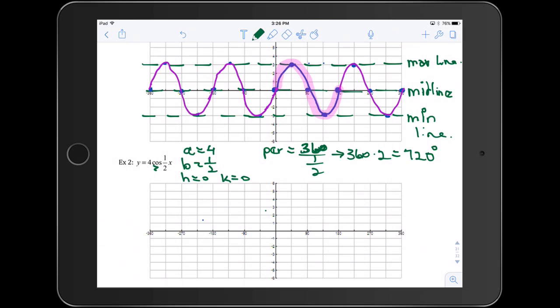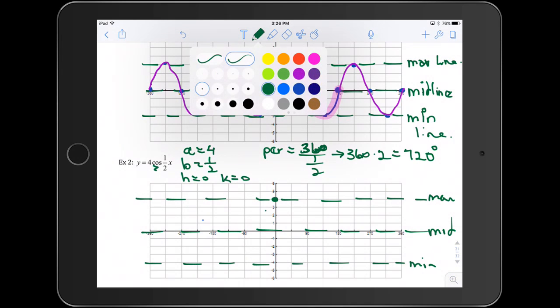Okay, here we go. So let's draw a midline, which I know we have no k value, so I can put it right there, and I know my amplitude, 1, 2, 3, 4, is going to give me a max line of 4 and my min line of -4. So here's my min, here's my max line, and here's my mid. Okay, so now, since I don't have an h or a k, I don't need to worry about shifting, but I do know I'm going to start right here. I'm going to shift colors here. I went to blue, right?